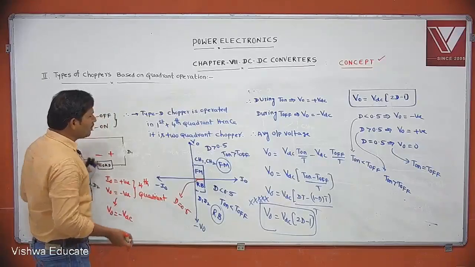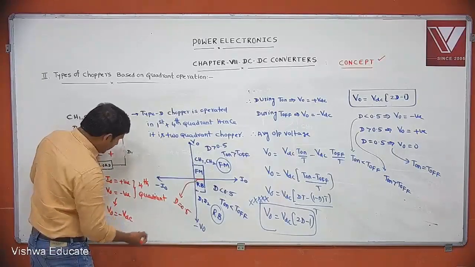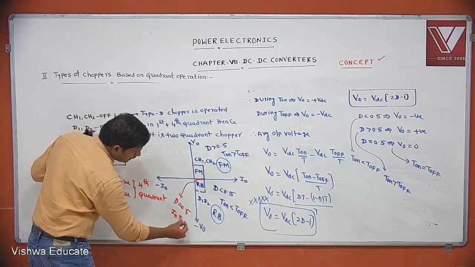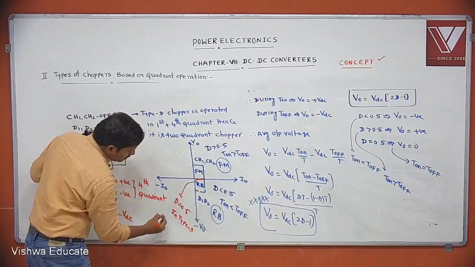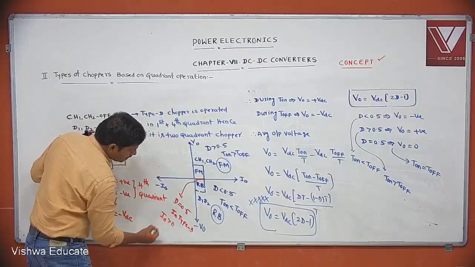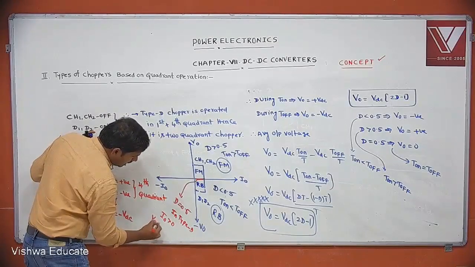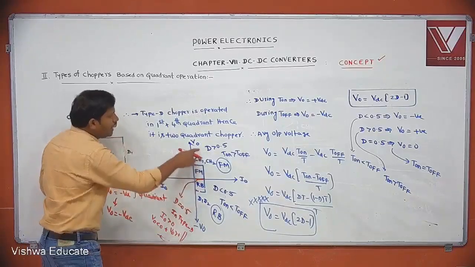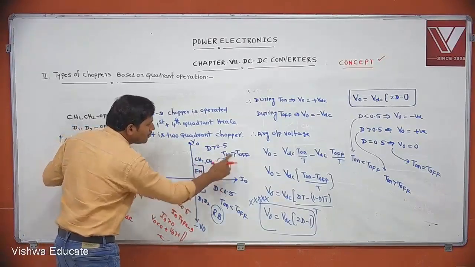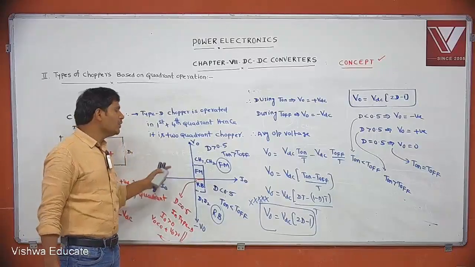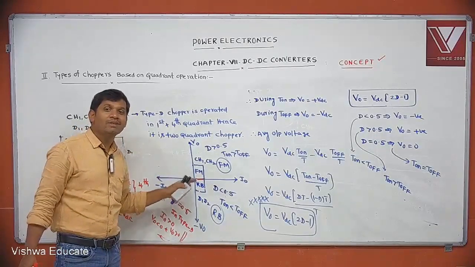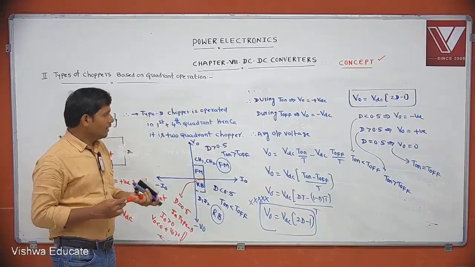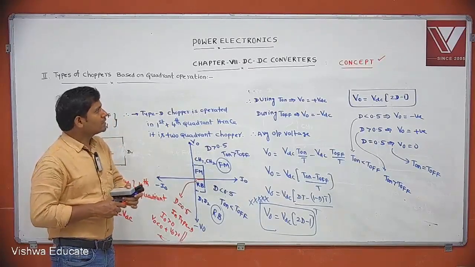Another point to remember in type D chopper: what is the observation? I naught is always positive, but V naught is either less than 0 or greater than 0, that is, either negative or positive. V naught is either positive or negative, but I naught is always positive. In that case, you take that the chopper is type D chopper. Okay, clear? Concentrate on this. In the next class, we will continue with this session.